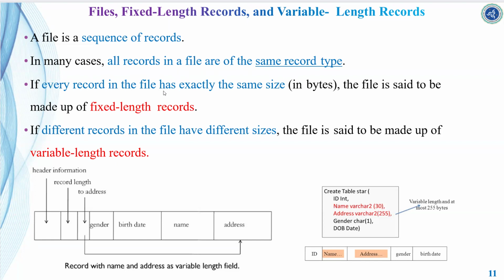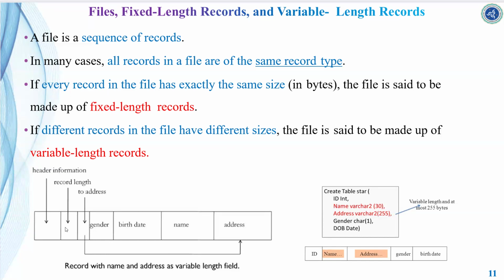If every record in a file has exactly the same size, then the file is said to be made up of fixed length records. So if you have a file and each record in this file has the same size, it has a fixed length. And if the records are of different sizes, then it has variable length records.